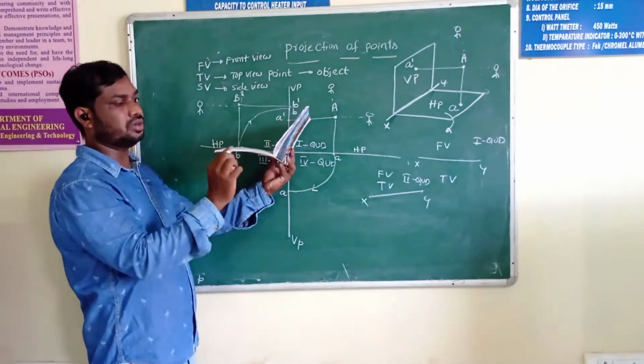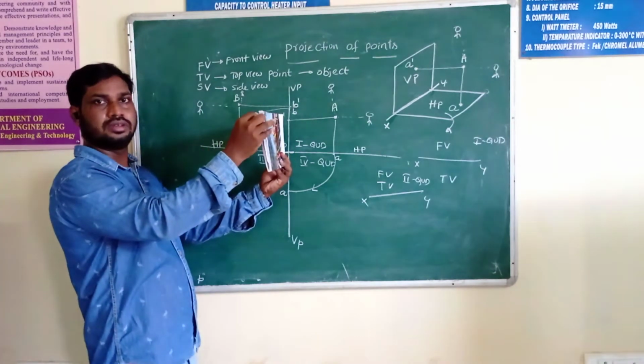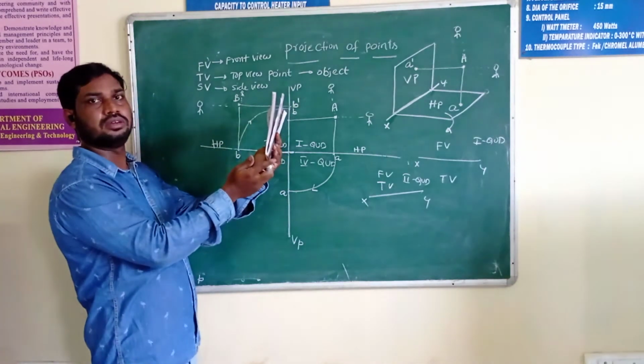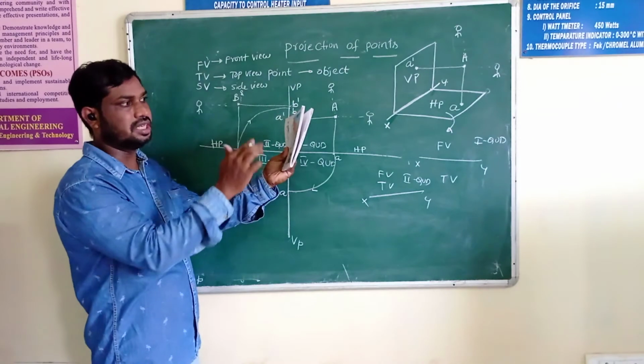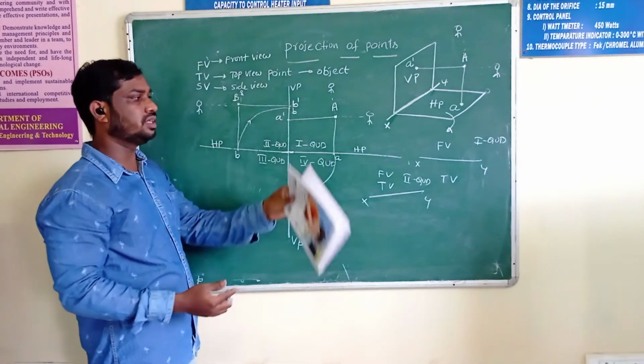What is the condition? You are rotating the horizontal plane in the clockwise direction. Both are overlapping. So this is the xy line. Both are above or below? Both are above. It is the front view. It is the top. So both are above the xy line. We are getting the front view and top view.